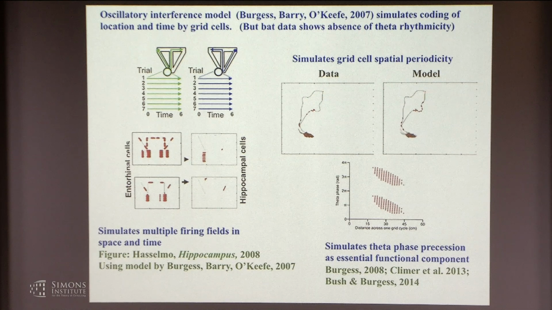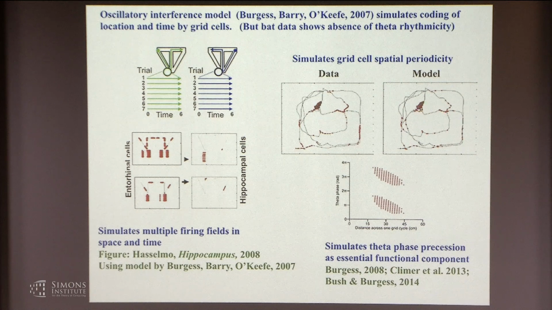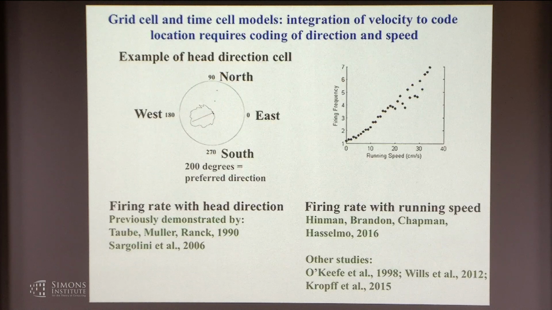And as I mentioned here, there's a conflict between this model and the fact that the data from bats, such as that gathered by Michael Yartsev, can show grid cells without theta rhythmicity. So that's a big question mark for this model.